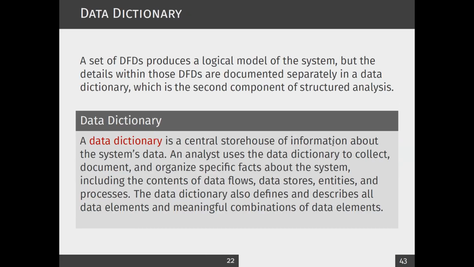Now, when we talk about data process modeling, I talk about three things. The first one is a data flow diagram. The second one is a data dictionary. So the data dictionary is the place where we actually keep our system's data. And this data dictionary we use to collect, document, and organize the facts about the system. So this includes all the data flows, data stores, entities, and the processes, right?